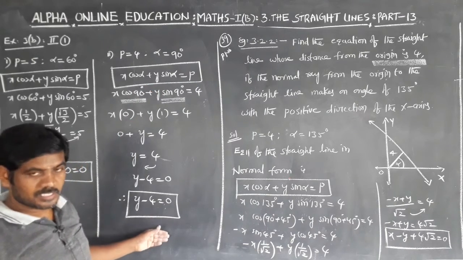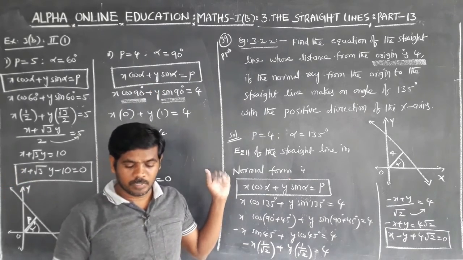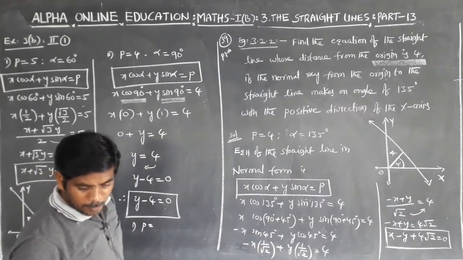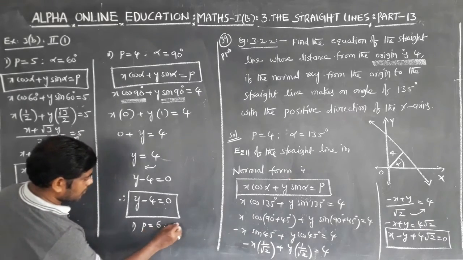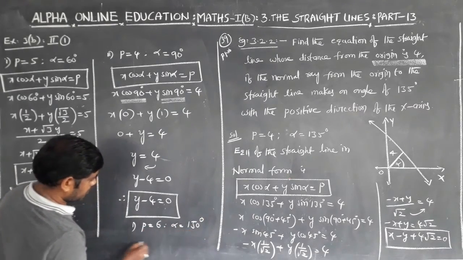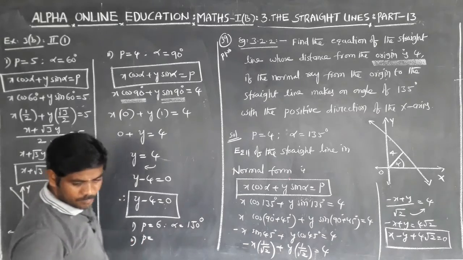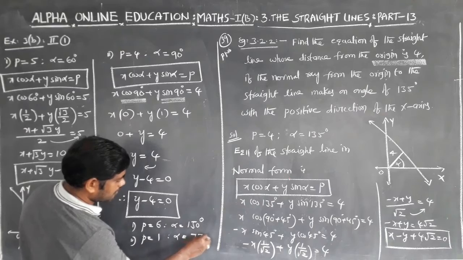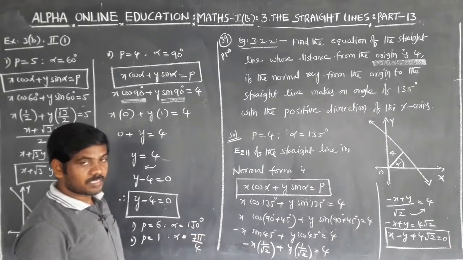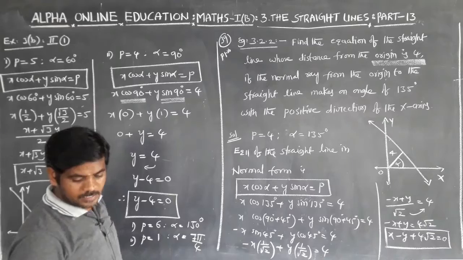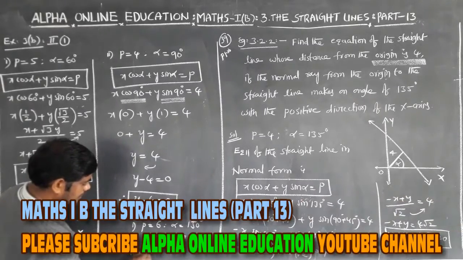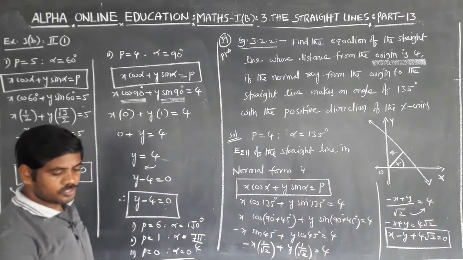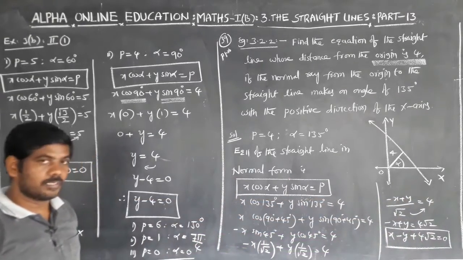This is the process. Similarly, try two or three problems. First one is P is equal to 6, alpha is equal to 150 degrees. Next one is P is equal to 1 and alpha is equal to 7 pi by 4 radians. And the last one is P is equal to 0 and alpha is equal to 0. Similarly, try these 3 problems.